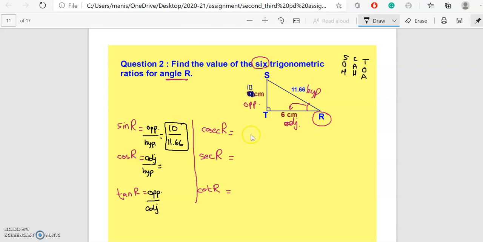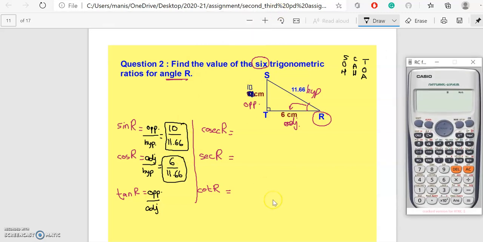Cosine of R: adjacent over hypotenuse. 6 over hypotenuse, which is 11.66. So 6 over 11.66. You can use a calculator if you want the answer in simplest form. Now I will advise all of you to buy this calculator. Do you see the calculator on the screen? Buy this calculator. If you have this calculator, your life will be super easy.